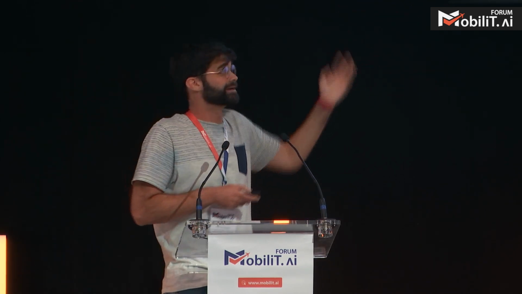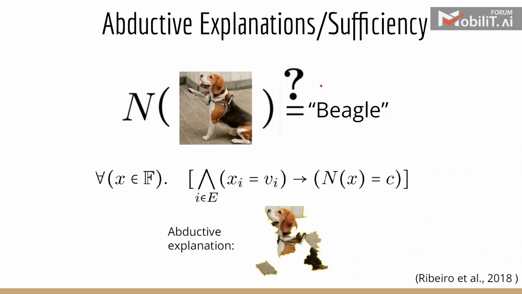So we consider again this example. We have an image of a beagle that was classified by our neural network as a beagle. And again, we're asking why was this image classified as a beagle, and we want to formally define why. So one particular way to go is with this notation. It's called an abductive explanation. So this is a bit confusing.